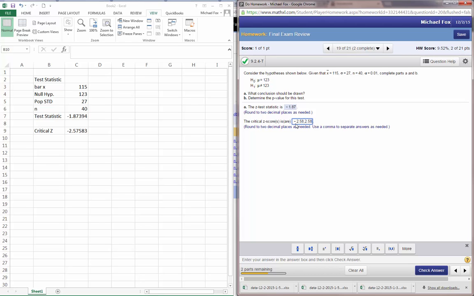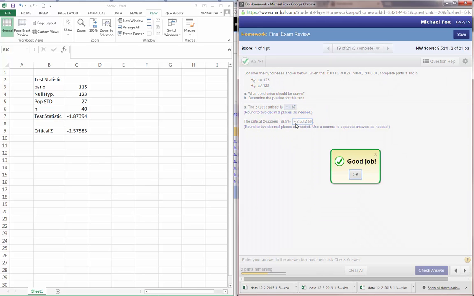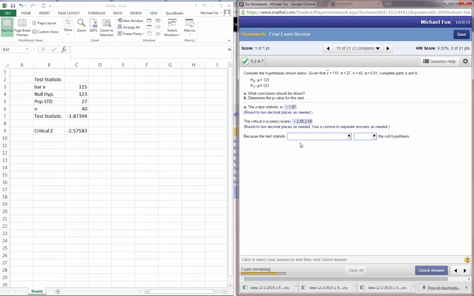That's a way of saying if our test statistic falls less than or to the left of negative 2.58 or greater than or to the right of 2.58, then we'll reject the null hypothesis. In this case, though, it doesn't appear to. So let's make sure that's right. Because the test statistic does not fall within the critical values, it falls within the critical values, then we will not reject the null hypothesis.